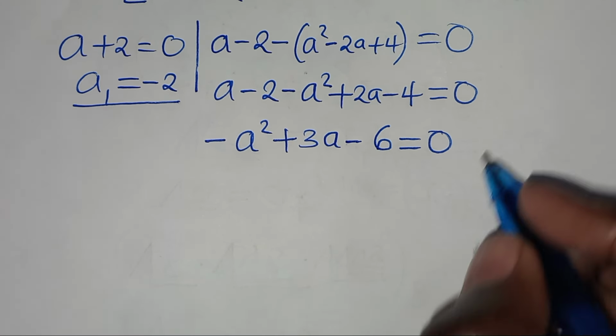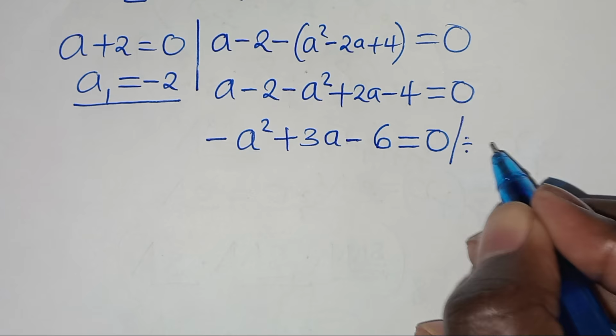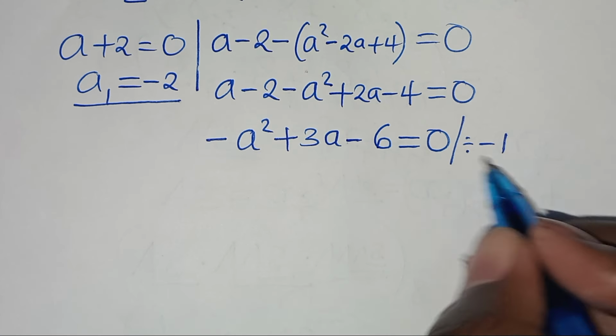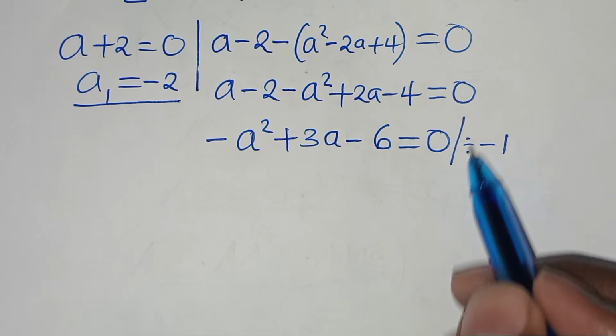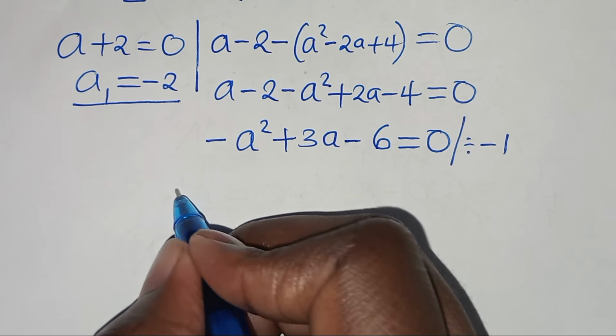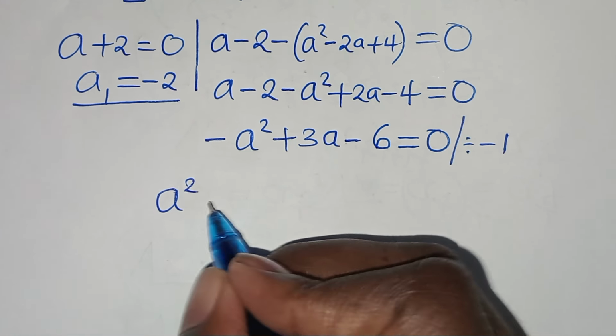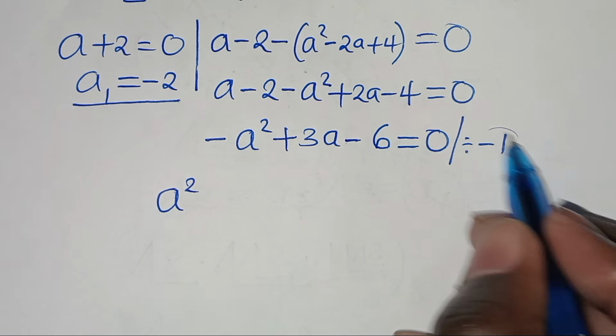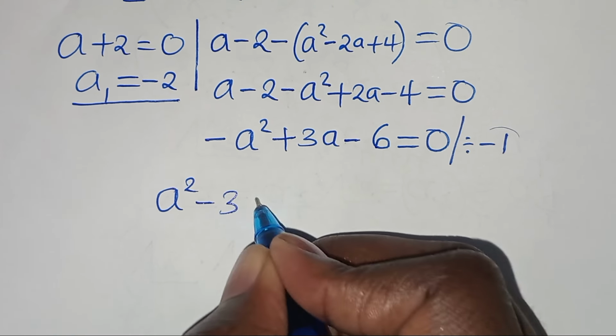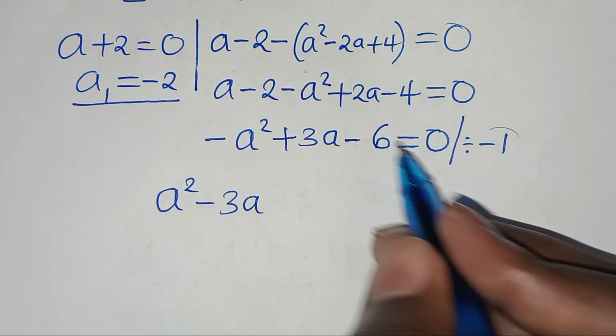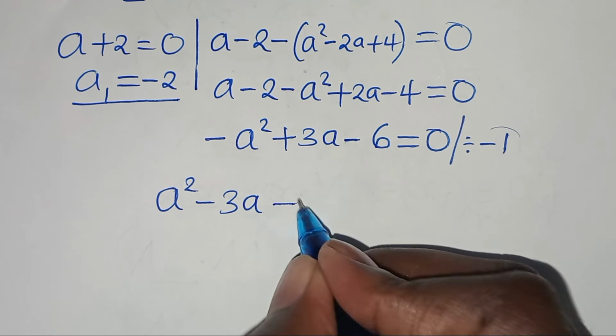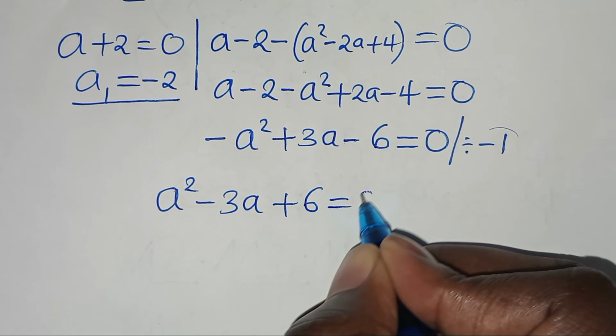The next step here is to divide both sides by minus 1. So minus a squared divided by minus 1 is a squared, then plus 3a divided by minus 1 is minus 3a, then minus 6 divided by minus 1 is plus 6, and this is equal to 0.